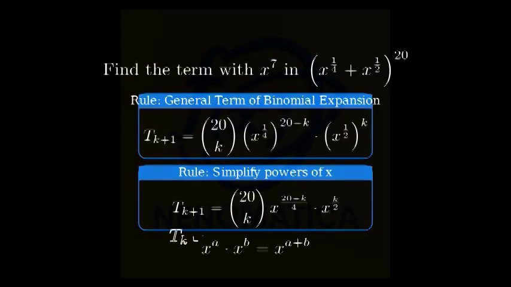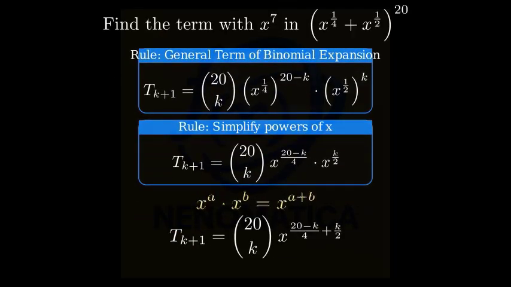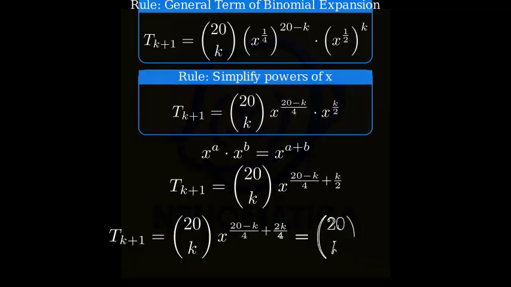Step 3. Combine the exponents for like bases. Because x to the a times x to the b equals x to the a plus b, we add the exponents. Here, that gives t sub k plus 1 equals 20 choose k times x to the quantity (20 minus k) over 4 plus k over 2, which simplifies to x to the quantity (20 plus k) over 4.